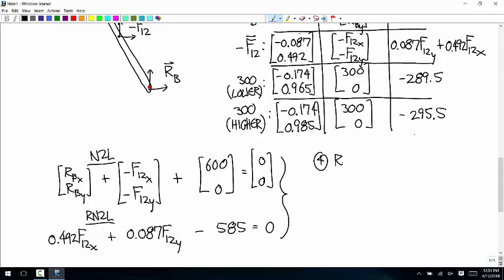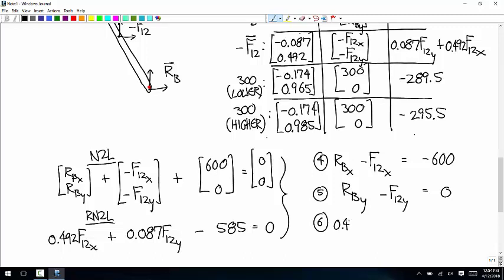4 says RBX minus F12X is equal to negative 600. Equation 5 says RBY minus F12Y is equal to 0. And 6 says 0.492 F12X plus 0.087 F12Y is equal to positive 585.